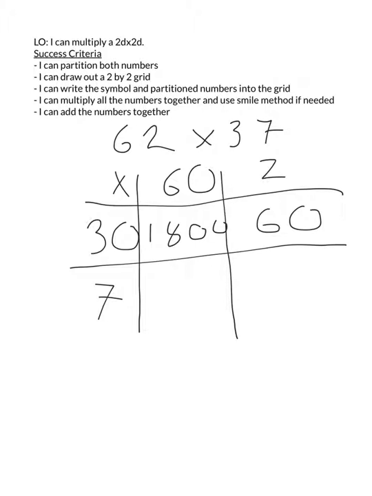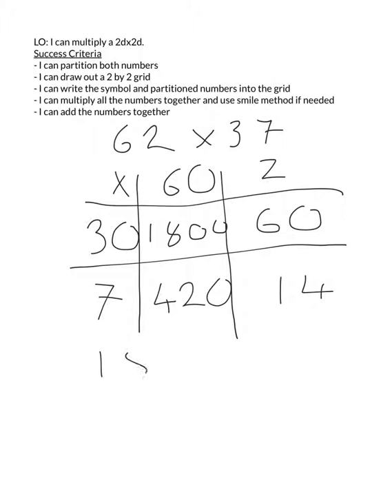And then I'm going to do the 60 times the 7. So again, I'm just going to think about it as 6 times 7, which is 42. And then there's 1 0 to add on, so that's 420. And 2 times 7, no smile method there, nice and easy.